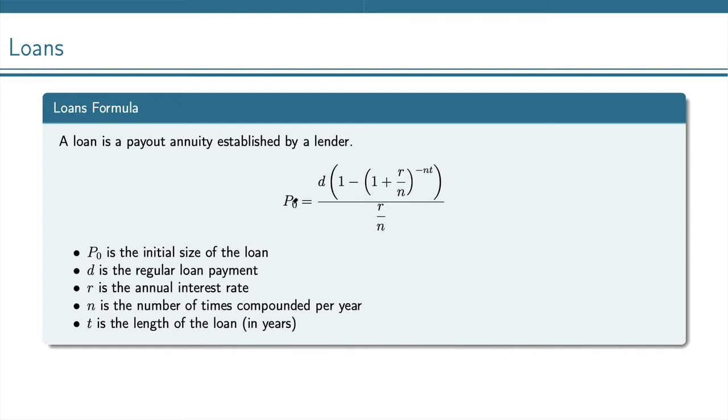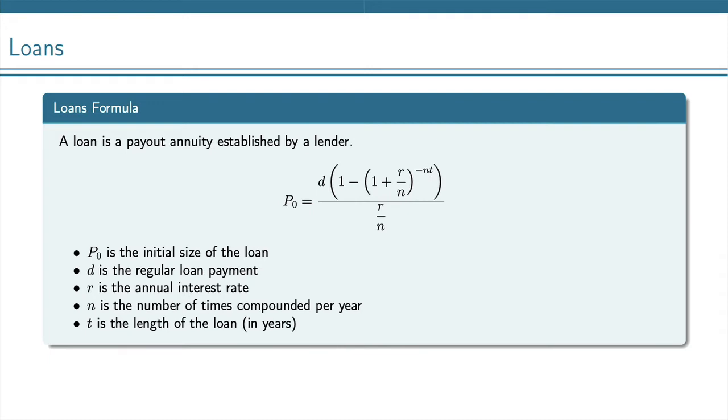We've got this P naught, which is the initial size of the loan, that lump sum that the bank would give. D is the regular loan payment, in other words, the amount that the bank gets every month. R is, of course, the interest rate. N is the number of times that we're compounding per year. In other words, the number of times that we are making payments on a loan each year. And T is the number of years that we are paying off this loan.